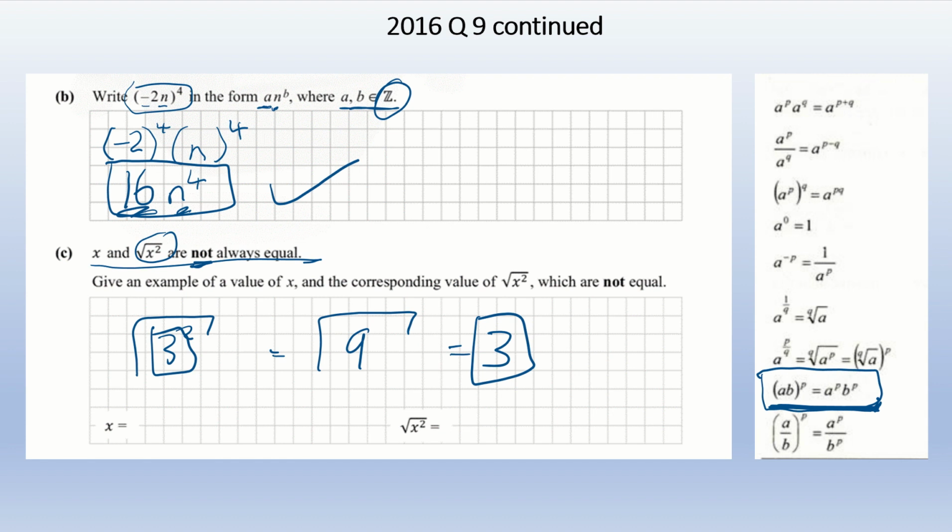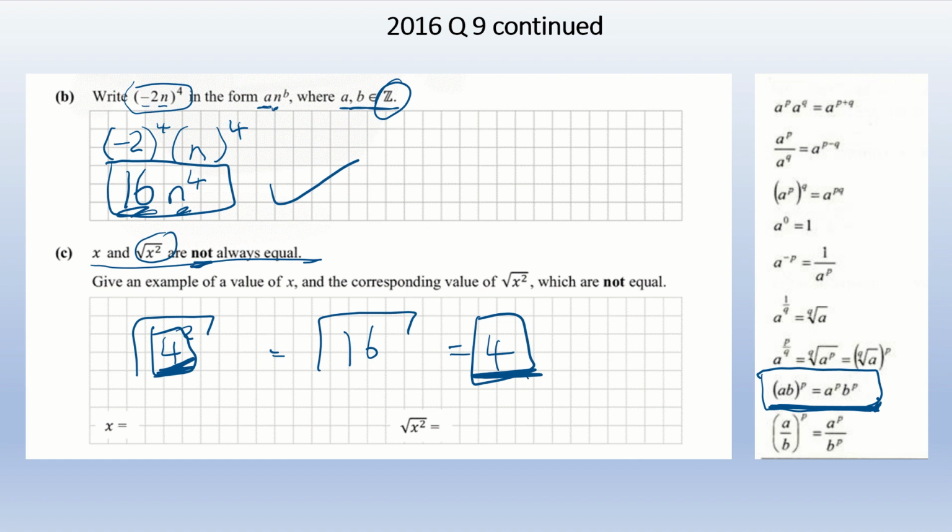We have to find a number that we can put in here so that we get a different number out. Now if you think about this, if you put in positive numbers, say we put in 4, 4 squared is going to give you 16, and the square root of 16 is going to give you 4. So that 4 there is the exact same thing as that 4 there, which doesn't really help us. If you put in any positive numbers, that's what's going to happen.